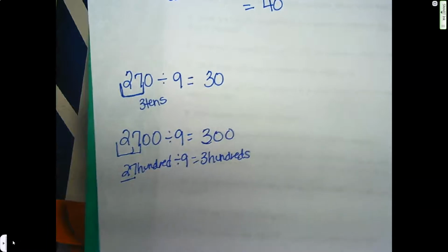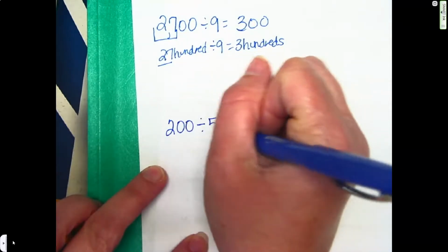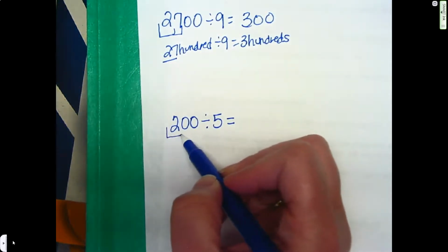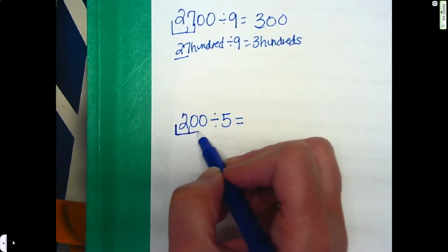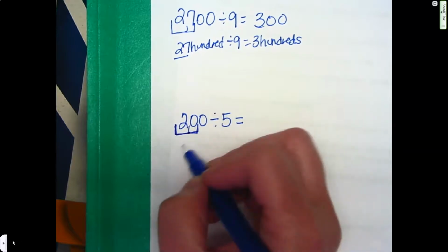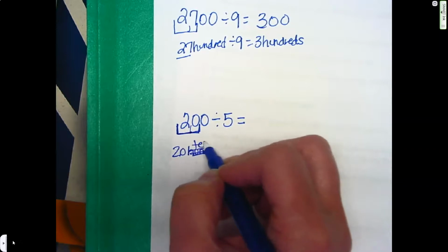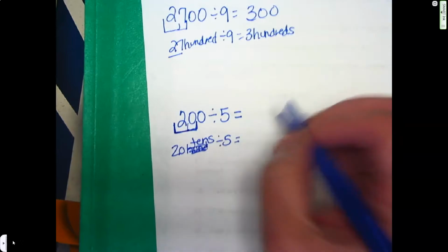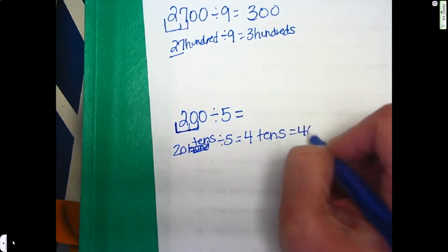The ones that we really have to focus on and not get tricked up on would be something like 200 divided by 5. So I would start and say, okay, I have 2 hundreds, but I can't divide 2 by 5. So then I'm just going to say, okay, well, this would be 20. That would be my simpler problem. So I know I have 20 tens. So I have 20 tens divided by 5. So 20 divided by 5 would be 4. So I would have 4 tens, and we know that is the same as 40.